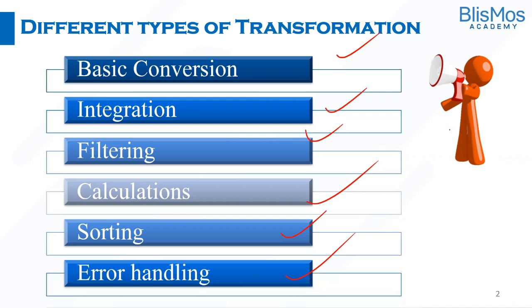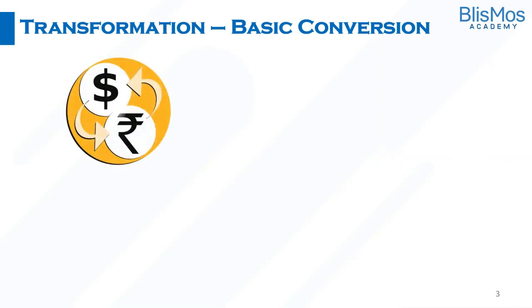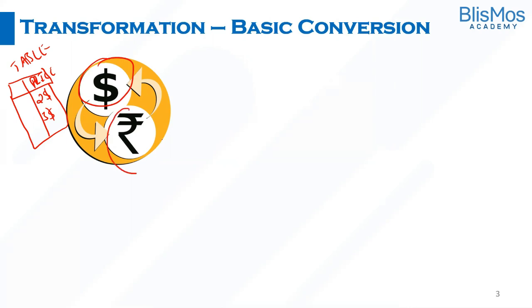What is basic conversion? Basic conversion is very basic. What do I mean by that? Let us take an example here. When we talk about the data, mostly the data would be there in tables or files. Your table has a price in dollars that needs to be converted into rupees. That is a basic conversion. And vice versa also. If the data is there in rupees, we want to convert that into dollars.